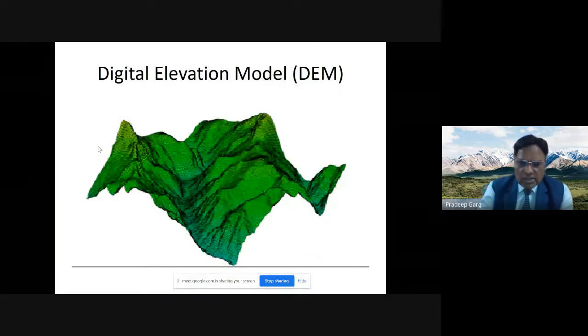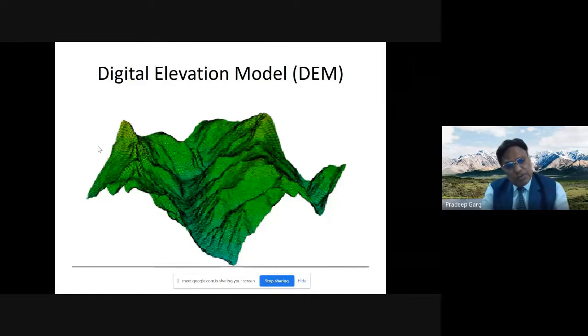Then you can create a kind of elevation model. We call it a digital elevation model because it's a three-dimensional representation of the ground in the computer, and this is called visualization of the terrain. This has become a very important research area nowadays: how to visualize the ground as we see with our normal eye. Can we see it on the computer screen with the help of software, sitting in my office?